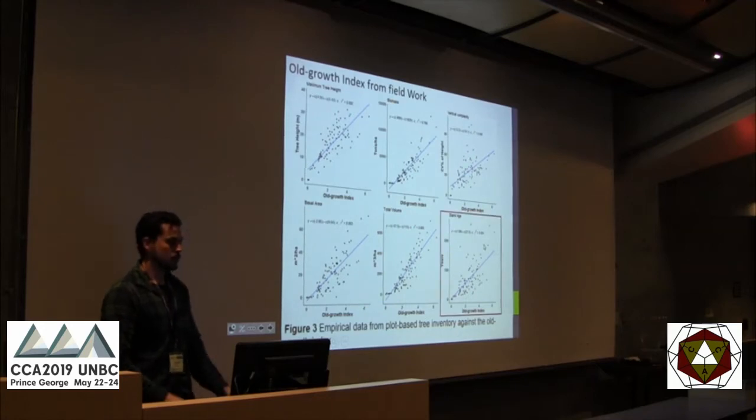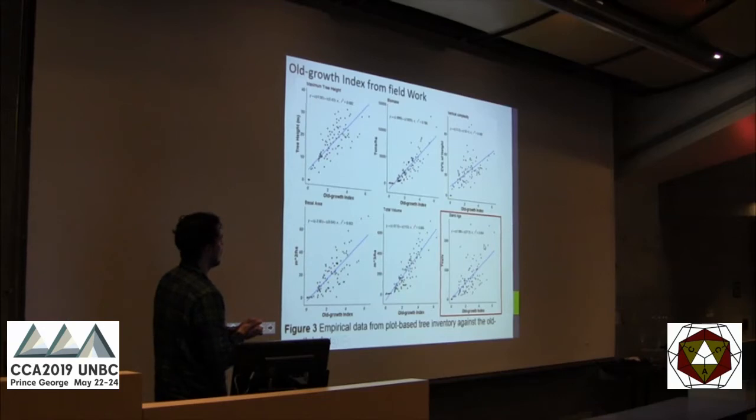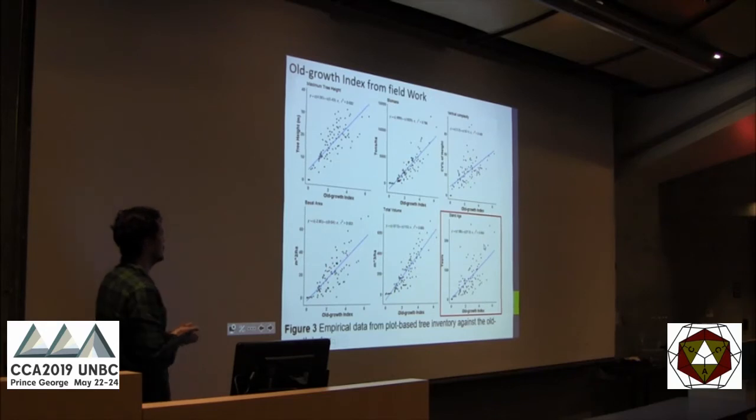But once I use an old growth index, I can see that it has a linear relation with all the old growth attributes, even age. So it's really capturing this continuous nature of the forest. It's doing a good job in predicting all of that.